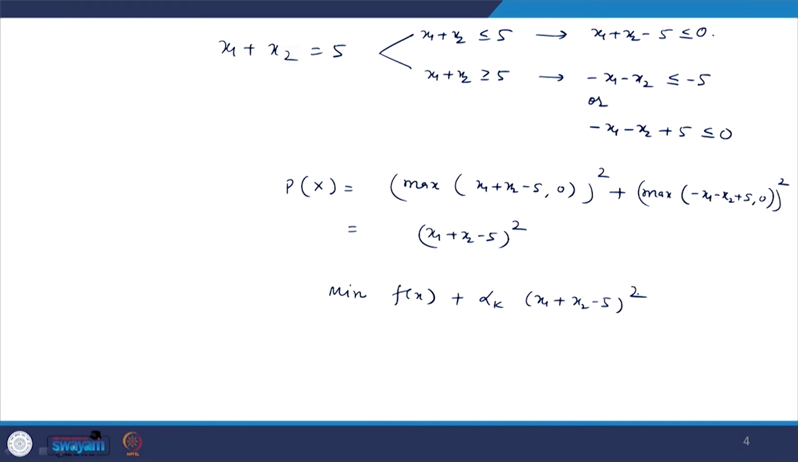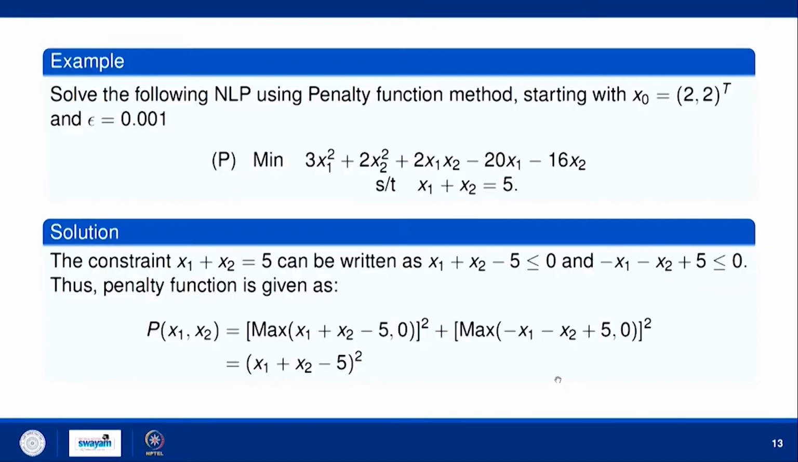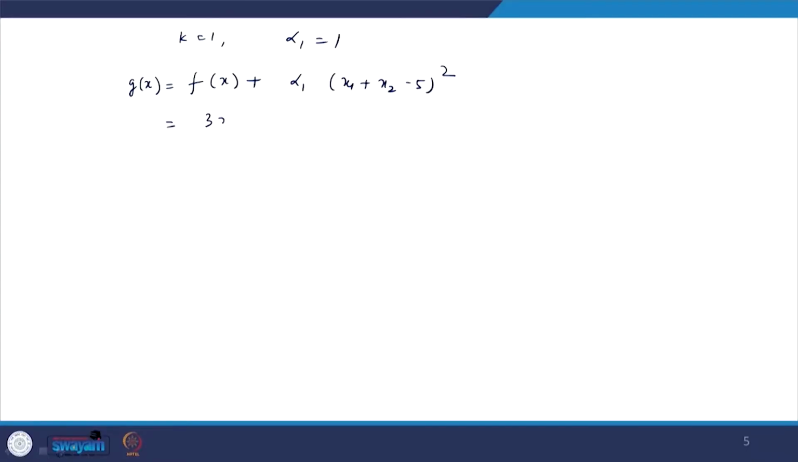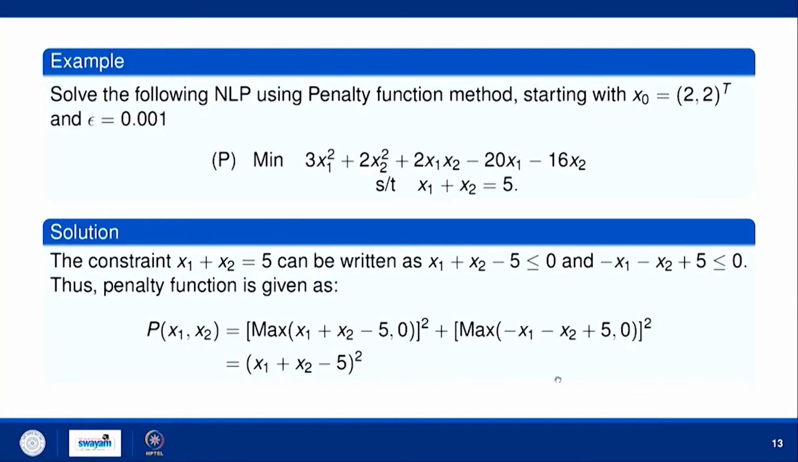Now, let us put k equal to 1 in this, and take alpha 1 equal to 1, suppose. So, what will this function be? Say this is g(x). So, this is f(x) plus alpha 1 times (x1 plus x2 minus 5) whole square. So, what is f(x)? f(x) is given to us as 3 x1 square plus 2 x2 square plus 2 x1 x2 minus 20 x1 minus 16 x2.